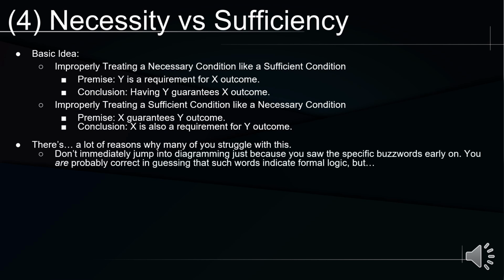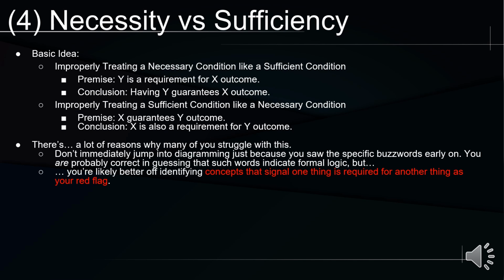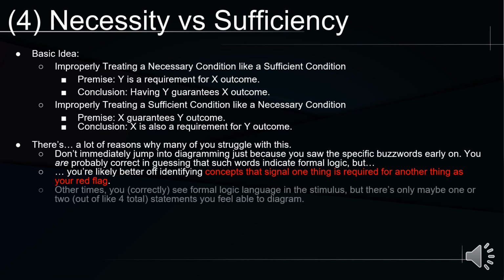The first is don't immediately jump into diagramming just because you saw some specific buzzwords early on. I mean, you are probably correct when you see those buzzwords that there is formal logic going on, but in reality, you're likely better off identifying concepts that signal that one thing is required for another thing and using that as a red flag. So look out for language, look out for concepts, look out for patterns of language that highlight the concept of requirement. When there's requirement, which of course reflects necessity in the necessity versus sufficiency balance. But I think by and large, you guys have a much easier time detecting that rather than any other way. So use this as your in to necessity versus sufficiency.